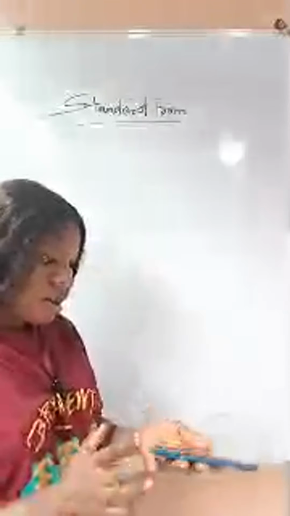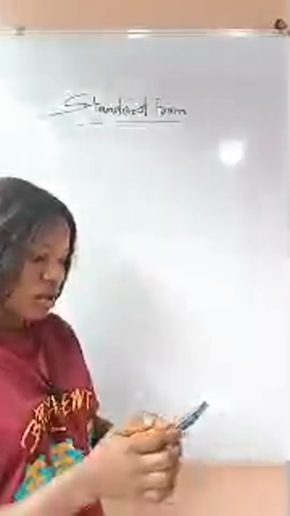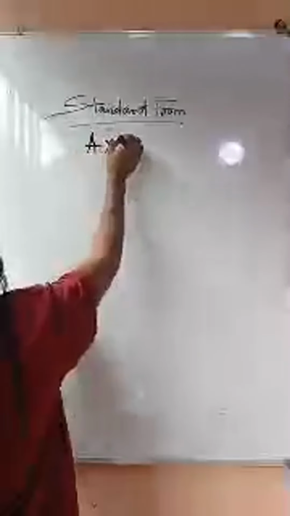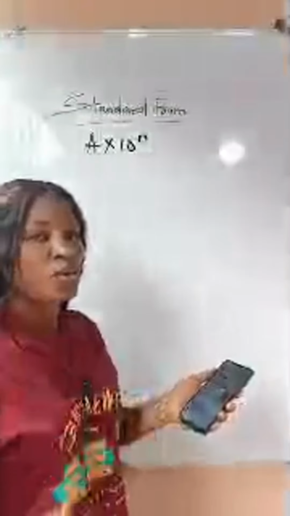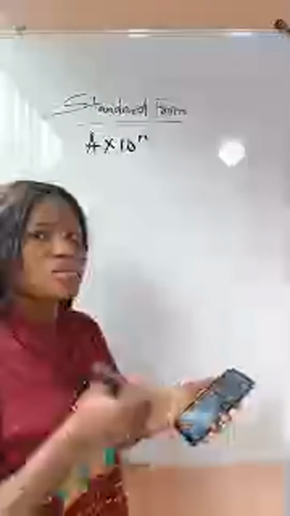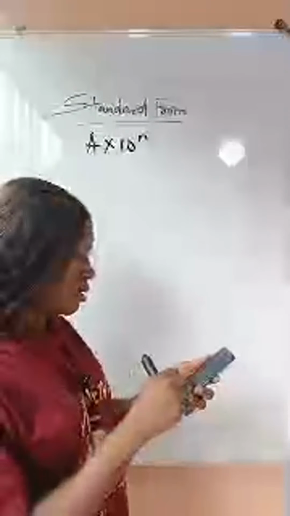A number is said to be in standard form if that number is written in this way: a times 10 to the power of n, whereby your a has to be such that 1 is less than or equal to a, and a must be less than 10.